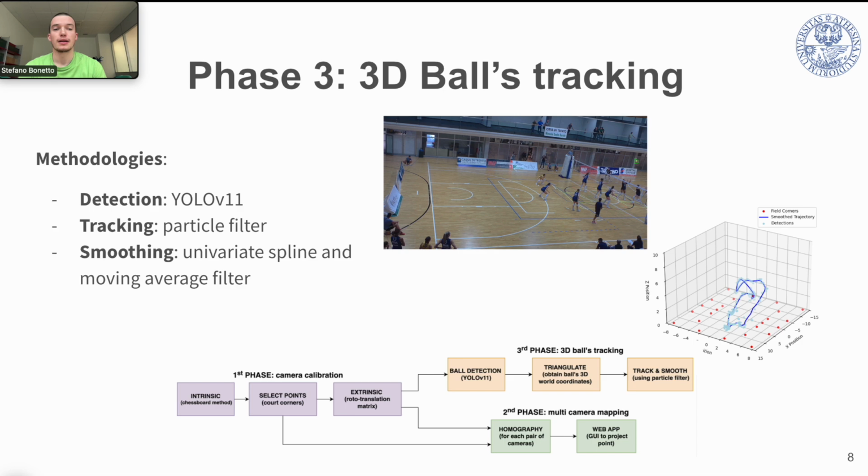The third step is a tracking step. We decide to reconstruct a 3D model of the field to show the trajectory of the ball in 3D world coordinates. We do it in 3 main steps. The first one is the detection part, using YOLO. For the second part, we triangulate the detection of different cameras to obtain 3D world coordinates, and then use particle filter to track the ball, with a prediction part and an update part based on the detection of YOLO. The final step is smoothing the trajectory, using univariate spline and moving average filter to obtain a very realistic trajectory.